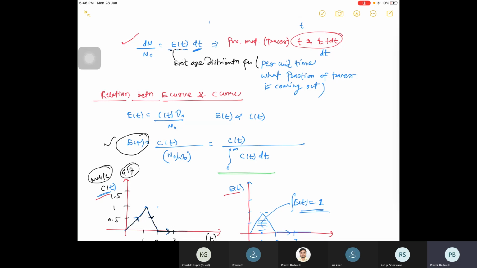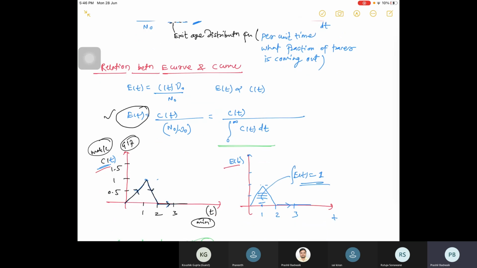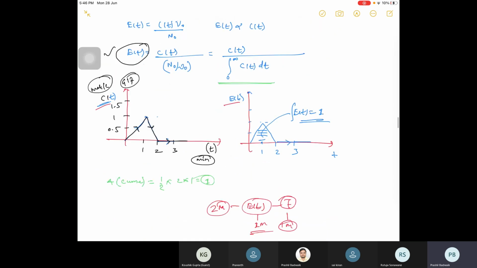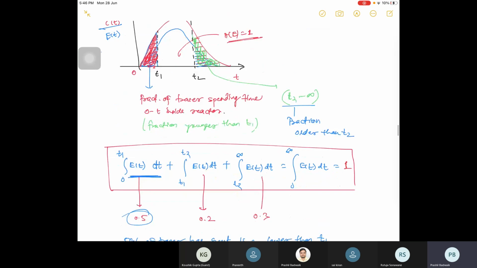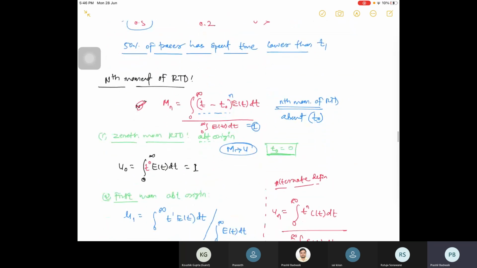Okay, so right now we are studying non-ideal reactors, where we studied what is your C curve, what is your E curve, and what is their relation, right? With respect to time, how the concentration of tracer is varying. Then we converted that graph into the E curve, right? Then we found out your moments of RTD, right? So in that, what was your zeroth moment? That is the area under the E curve.